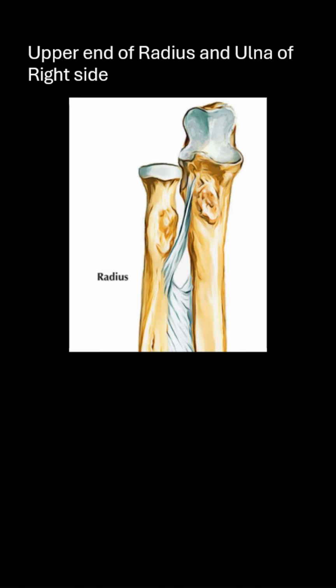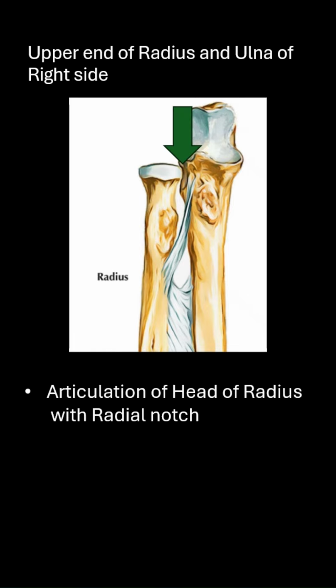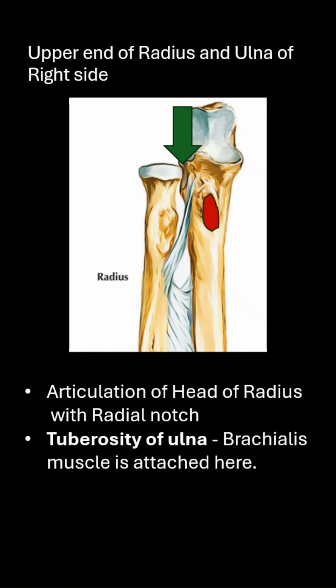This is the anterior view of the upper end of the radius and ulna of the right side. Here the articulation of the head of the radius with the radial notch of the ulna is seen. Distal to the coronoid process is a roughened part. It is the tuberosity of the ulna. It is where the brachialis muscle is attached.